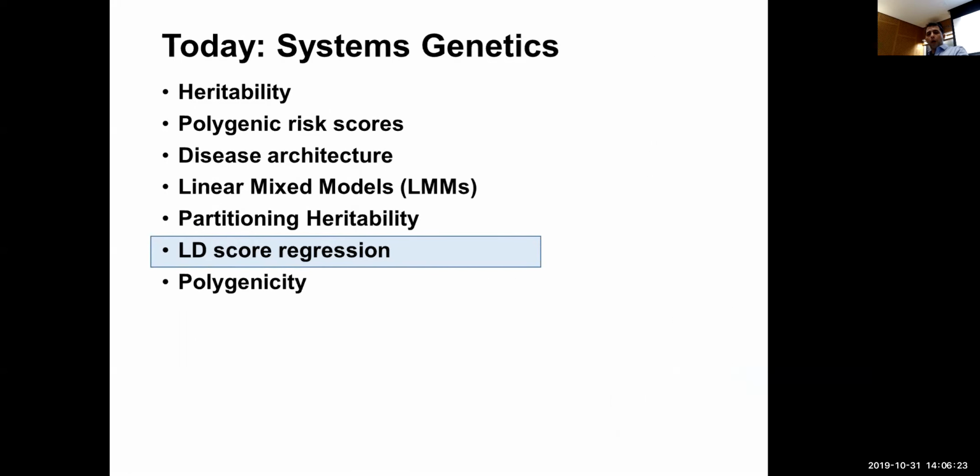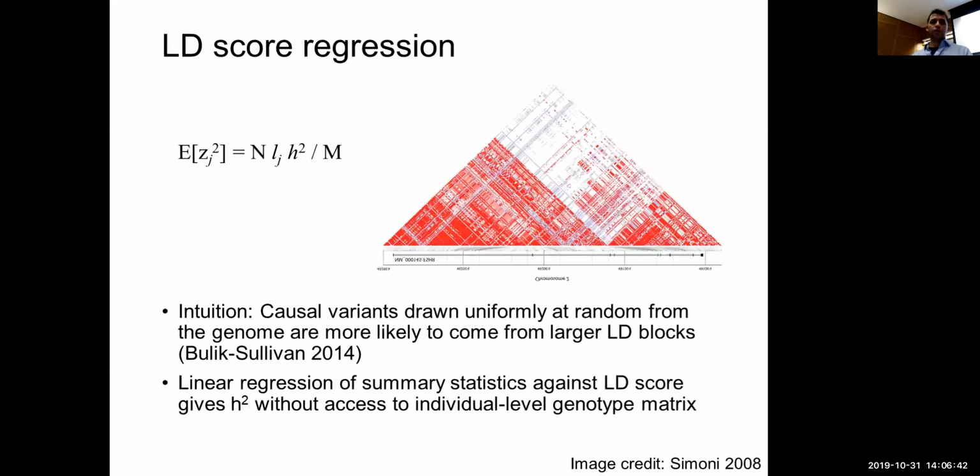All right, so up until now, we've been partitioning heritability by chopping up the genome and taking that genetic relatedness matrix and computing it only in different subsets of the genome. Everybody with me on that? So now let's look at a slightly more sophisticated way of doing this, and this exploits some underlying properties of these linkage disequilibrium blocks that we talked about.